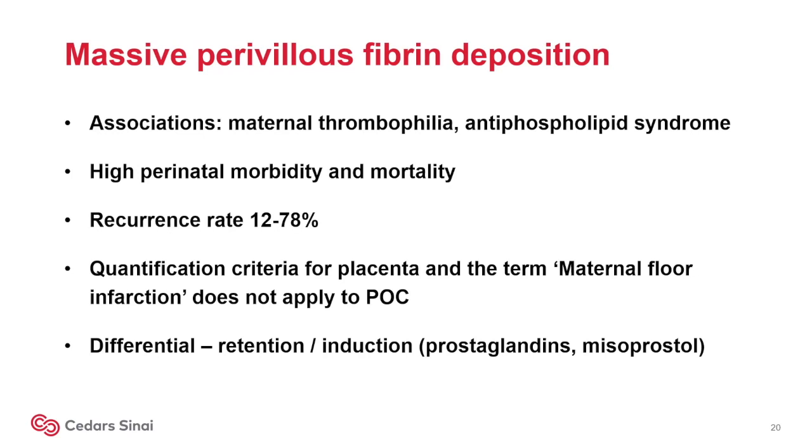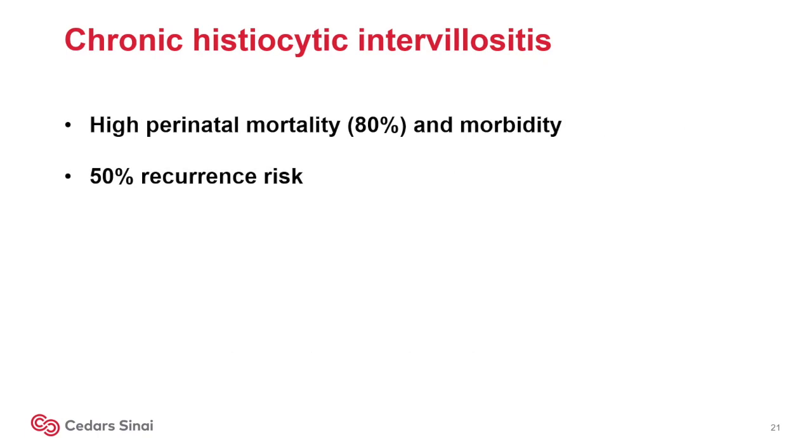So it's not an easy diagnosis to make under the microscope, but I'm going to show you a case that is quite convincing in POC. So we're going to see how that looks like. The second condition I'm going to show under the microscope is chronic histiocytic intervillositis. This is a major cause of recurrent pregnancy loss, and this is something quite straightforward to find in microscopic examination. So I'm also going to show you an example, and hopefully none of us will miss this condition, which recurs in up to 50% of pregnancies, and is again not only associated with recurrent early pregnancy loss, but also high perinatal morbidity and mortality.